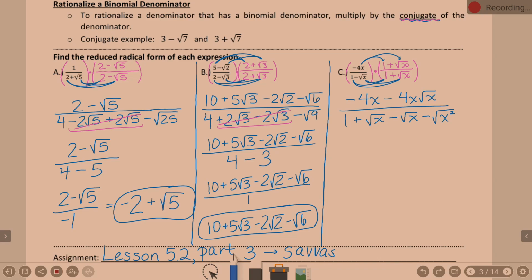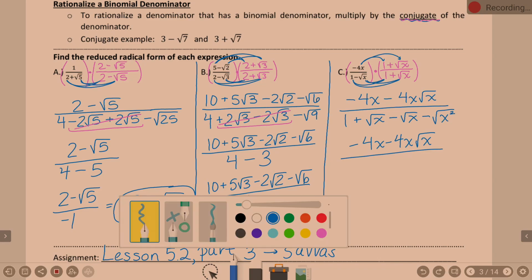Okay, let's see what we can do and clean up. On top, I have a negative 4x and a minus 4x square root of x. They're not like terms, are they? I'm just going to carry them down as is. So negative 4x minus 4x square root of x over. Okay, what about this denominator? Middles cancel as they're supposed to. Square root of x minus square root of x end up canceling.